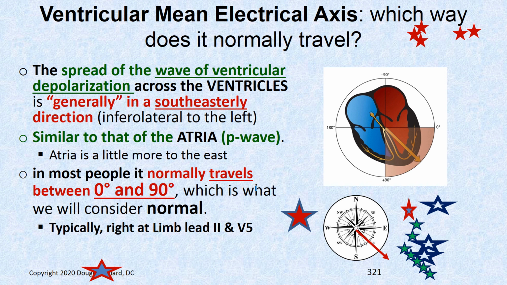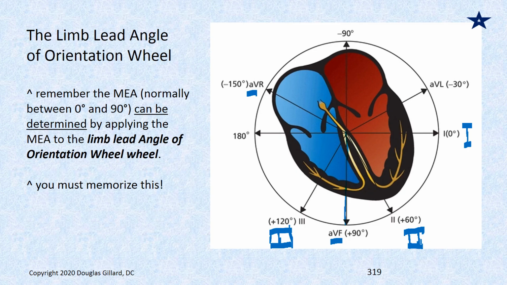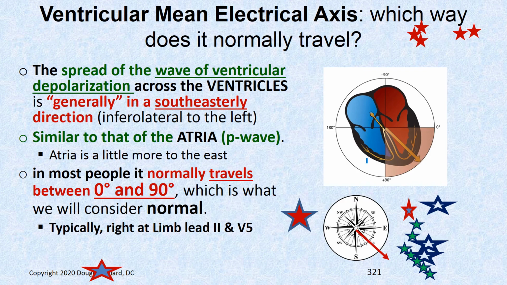Which way does it normally travel? We kind of said this already, but if you're a compass person, it travels pretty much to the southeast. Actually, what's the limb lead at the southeast? Well, that's limb lead 2, right? There's the limb lead. It's a camera right there. It's watching from the southeast, so usually the current flows right at limb lead 2. As I said before, it's normally between 0 and 90 degrees. And similar to the atria mean electrical axis, which is more east-southeast, typically right at limb lead 2 or lead V5.